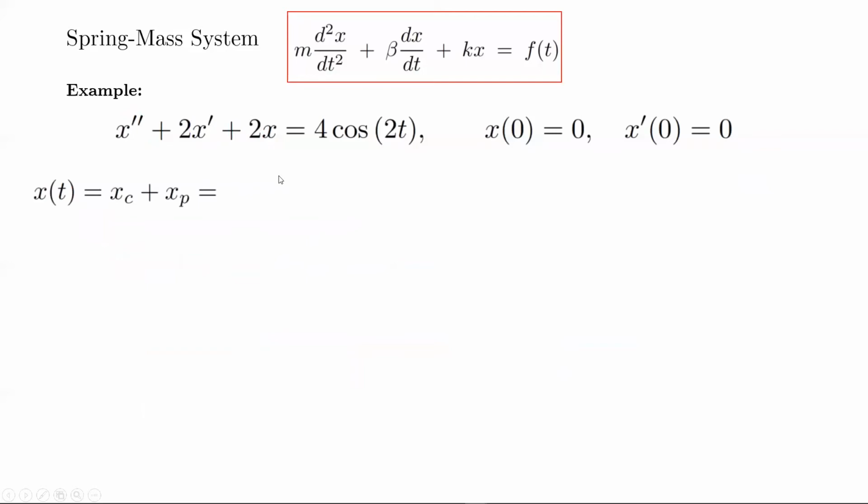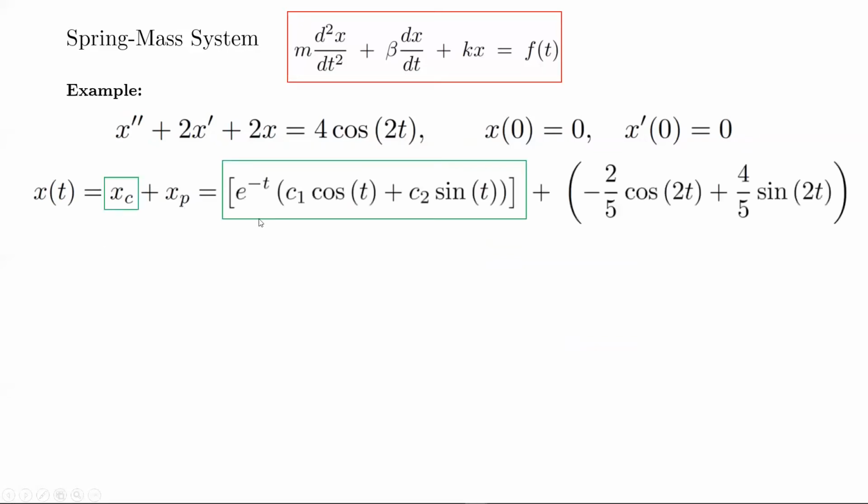Finally, our solution to this example is xc plus xp, the complementary plus the particular. In green here, this is the complementary solution we found to the associated homogeneous problem. And in purple, this is the particular solution we just found using the method of undetermined coefficients. We're almost done. The only thing left is to use our initial conditions to solve the initial value problem itself.